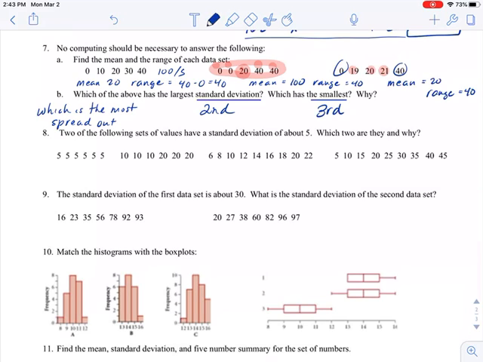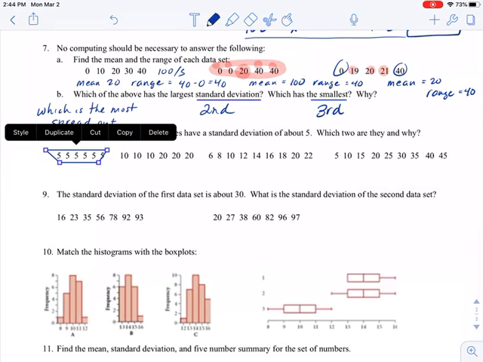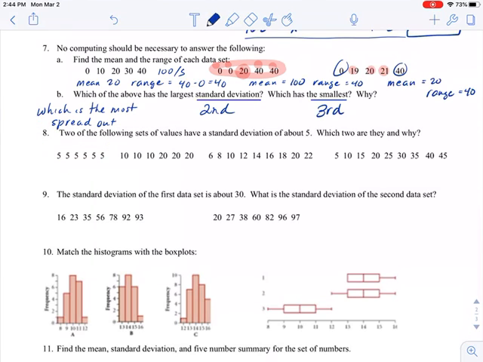Number 8. 2 of the following sets of data values have a standard deviation of 5. Which are they and why? All right. Well, this first set of data has a standard deviation of 0. Oh, that's kind of a weird shape I just made. I want it to be a circle or an ellipse. Let's try that again. Oh, weird. Okay. Well, anyway, the standard deviation of this is 0.